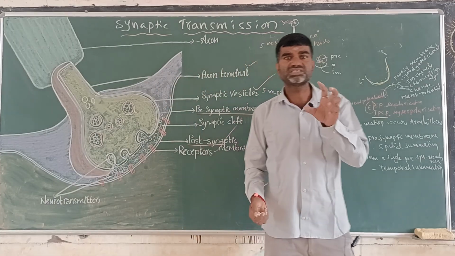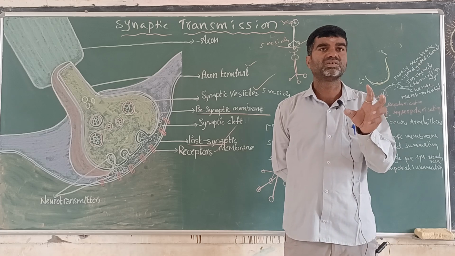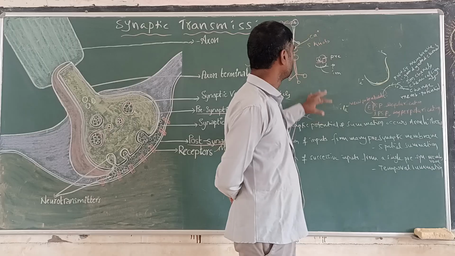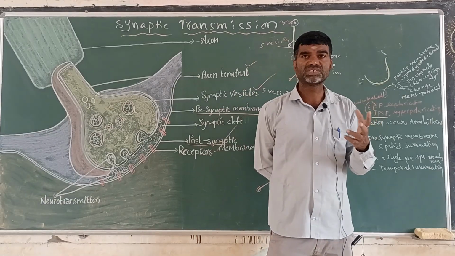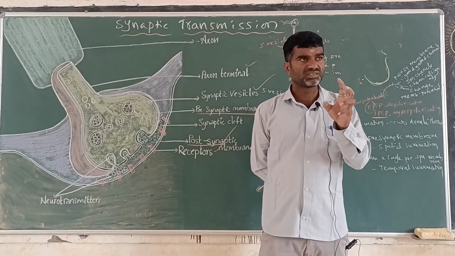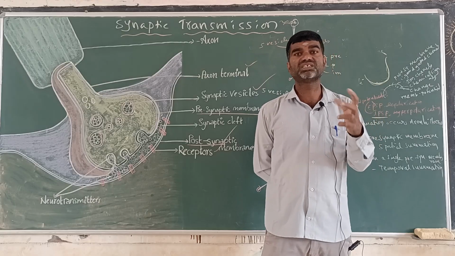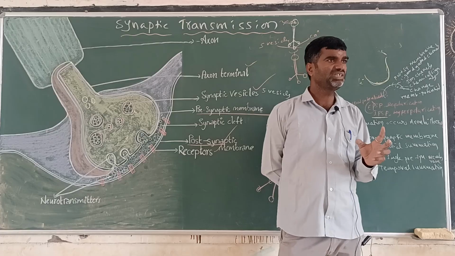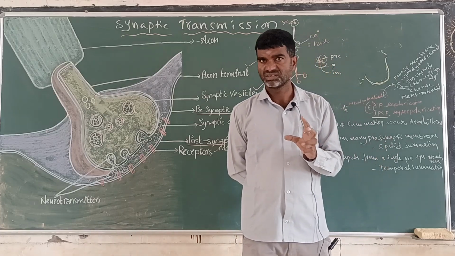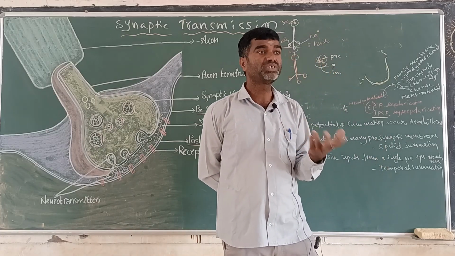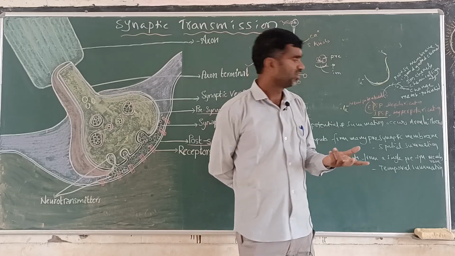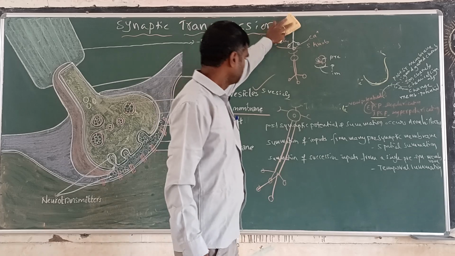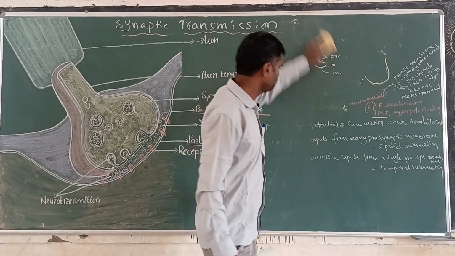So the neurotransmitters are mainly acetylcholine, ACH, and epinephrine or adrenaline, or noradrenaline as it is commonly called. The inhibitory neurotransmitter is GABA, gamma amino butyric acid. So likewise the messages are transmitted from one neuron to another neuron.